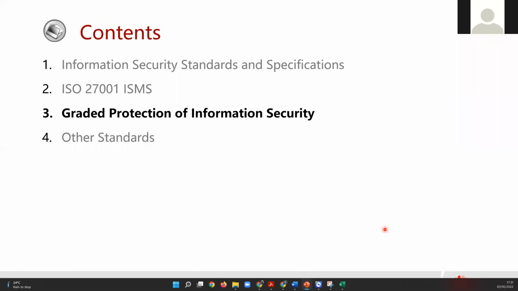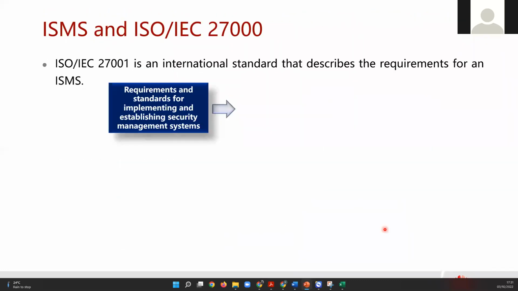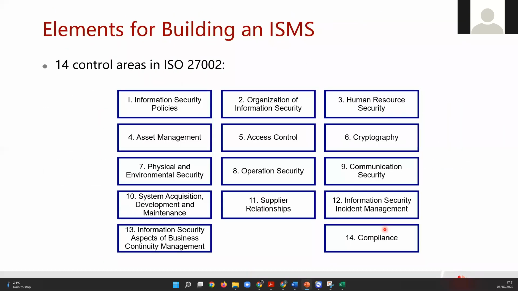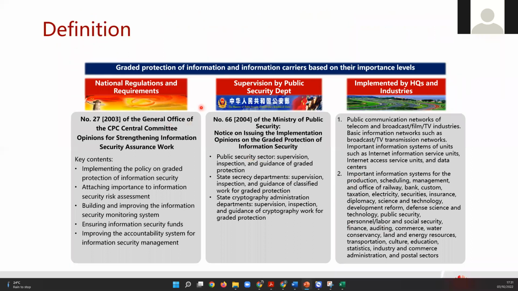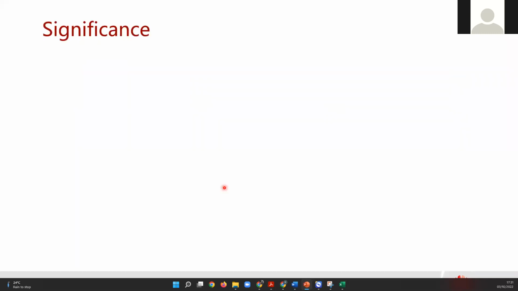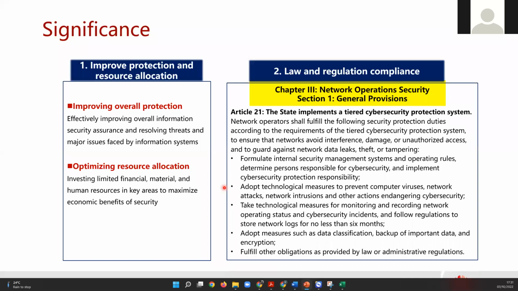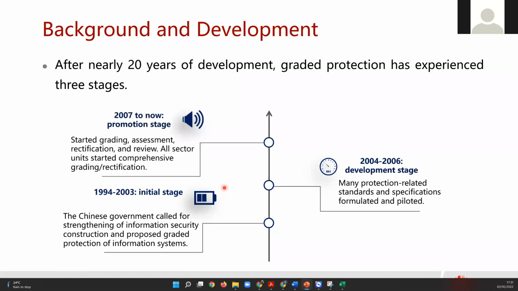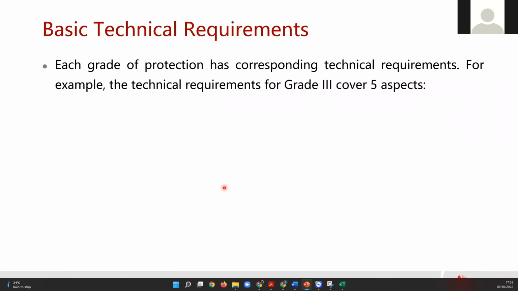So we have the graded protection of information security. You can see it's a China standard. You can get to know some of the contents within it, but since it really focuses a lot on how China runs with regards to security, and how it ensures public communication works, obviously they focus on it a bit in terms of the chapters, so I'll not focus so much on it. It's still saying how graded protection has gone through some stages. It was an initial stage, started in 1994, then it went to a development stage, and up until now it has gone to a promotion stage. So yeah, I'll not focus on it too much. I said this should not take us too much time.